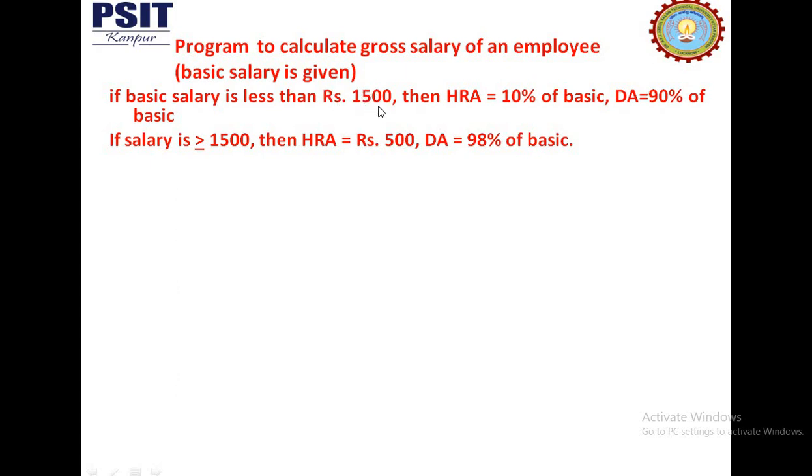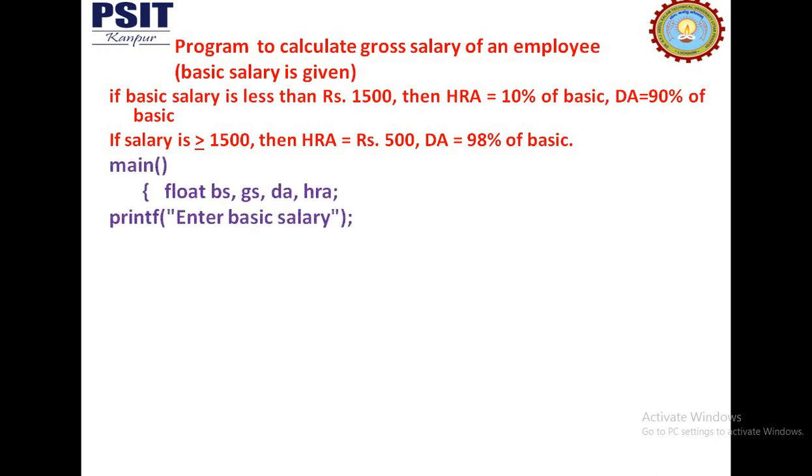If basic salary is less than 1500, then HRA will be 10% of basic salary and DA is 90% of basic salary. If basic salary is greater than or equal to 1500, then HRA and DA are calculated in a different way. So that means we have to calculate gross salary, and for gross salary we have to calculate HRA and DA, and HRA and DA are based upon basic salary. So first of all, we have to check basic salary. These are the variables we have created, right? For input and output, BS is for input, GS is for output, DA and HRA for intermediate calculations.